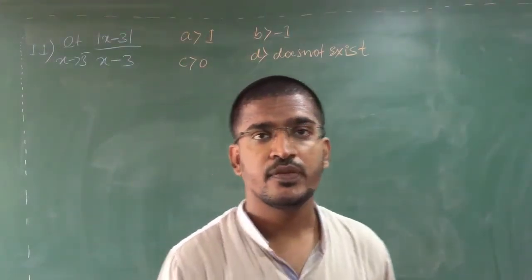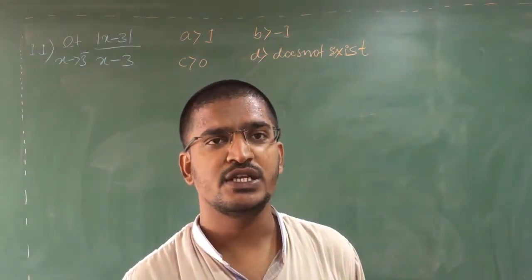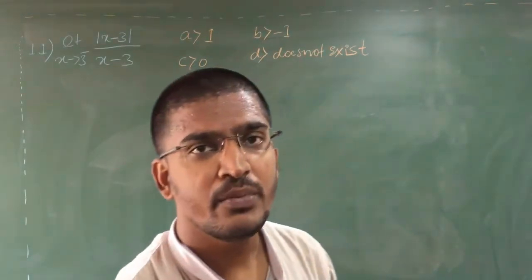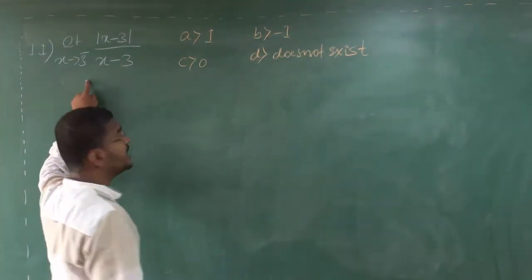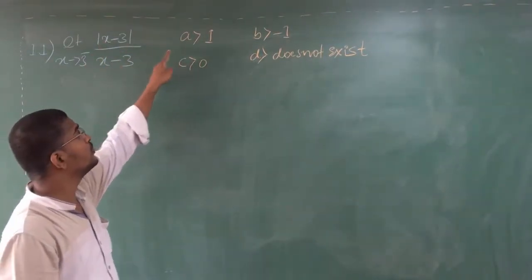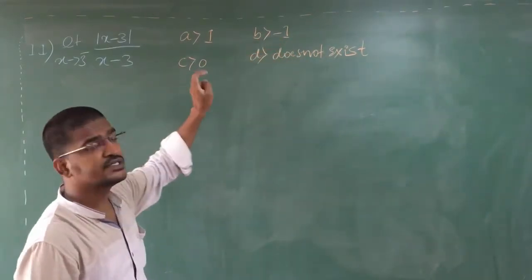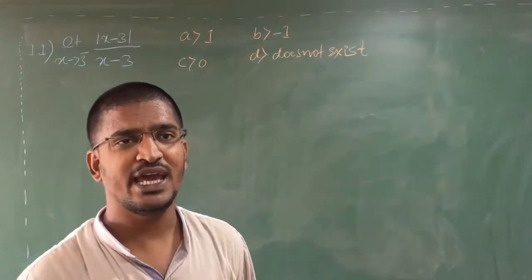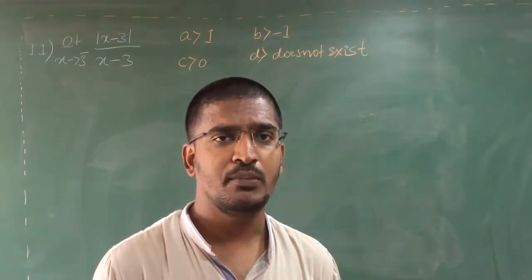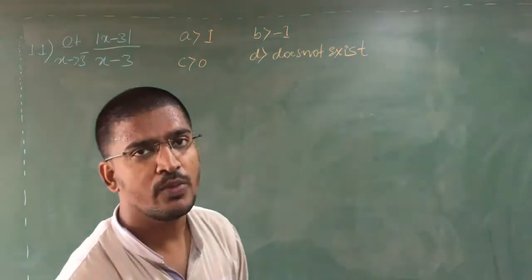Okay, students. So after discussing the synopsis of modulus function and greatest integer function, now we shall discuss problem on that. For the problem number 11, I have taken limit x tending to 3 minus of mod of x minus 3 divided by x minus 3, where option A is 1, option B is minus 1, option C is 0 and option D does not exist. So for this problem, we shall go for substitution method. I will discuss in detail substitution method after this particular problem.